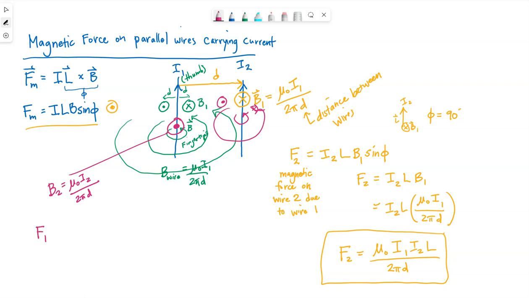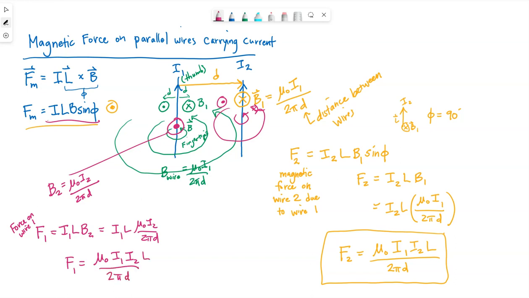The force on wire 1, using the same equation up here, depends upon the current flowing through it, the length of the wire, and the strength of the magnetic field over where wire 1 is due to wire 2. But if we plug these numbers in, this equation ends up being the exact same equation that we just got for wire 2.